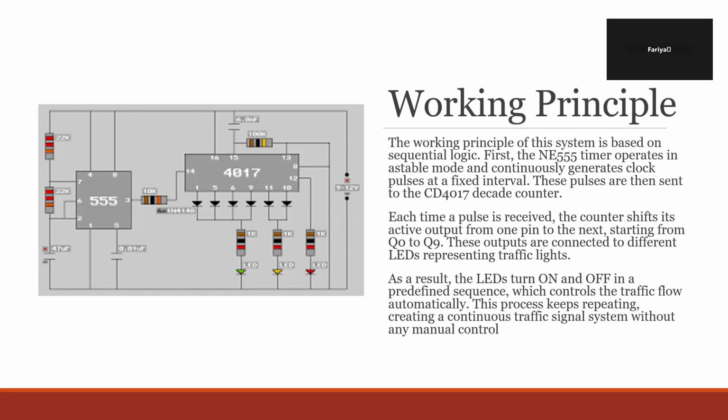With each pulse, the counter shifts its output from one pin to the next, starting from Q0. These outputs are connected to LEDs, which represent the traffic lights. As a result, the LEDs turn on and off in a specific sequence. This creates an automatic traffic signal system that controls traffic flow continuously without any manual operation.